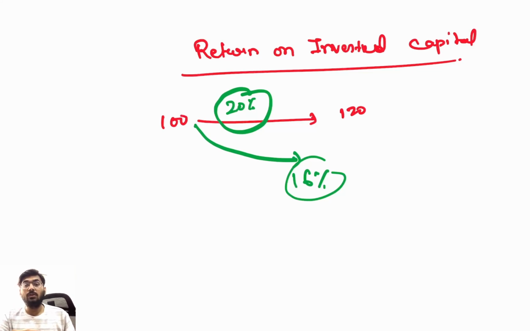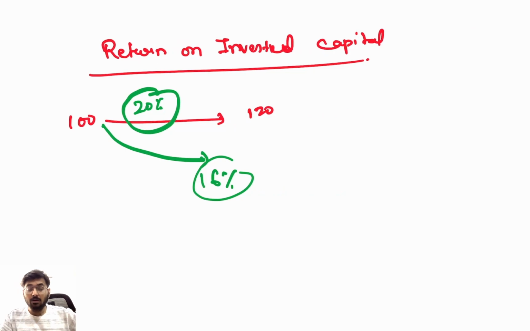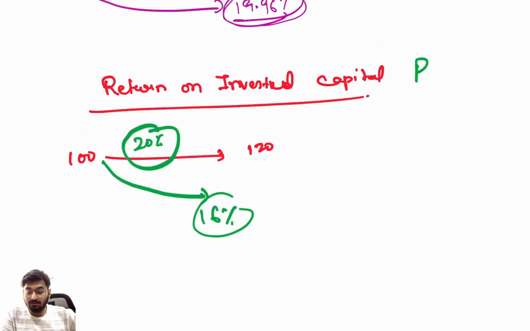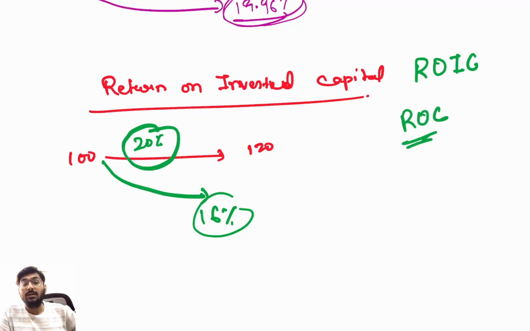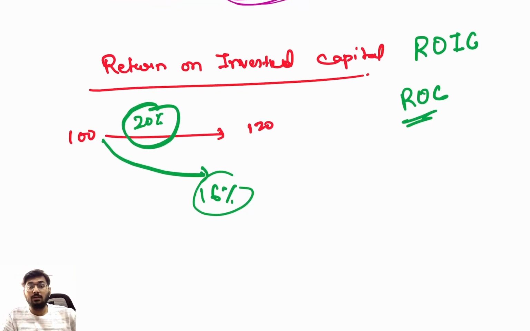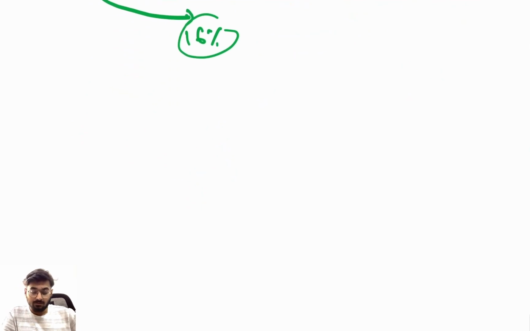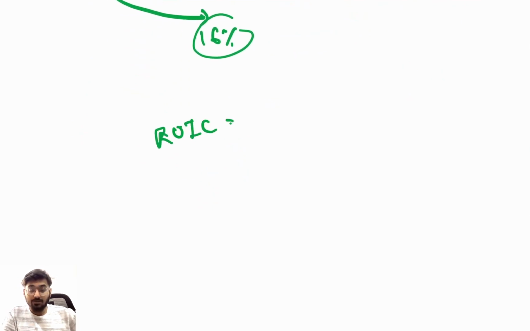Clear? So now what you are going to calculate? Return on invested capital. I will call it ROIC. That is, what is my return on capital investment? And a few people call it return on capital as well. Now how will you define this? Return on invested capital, ROIC. How will you define it?